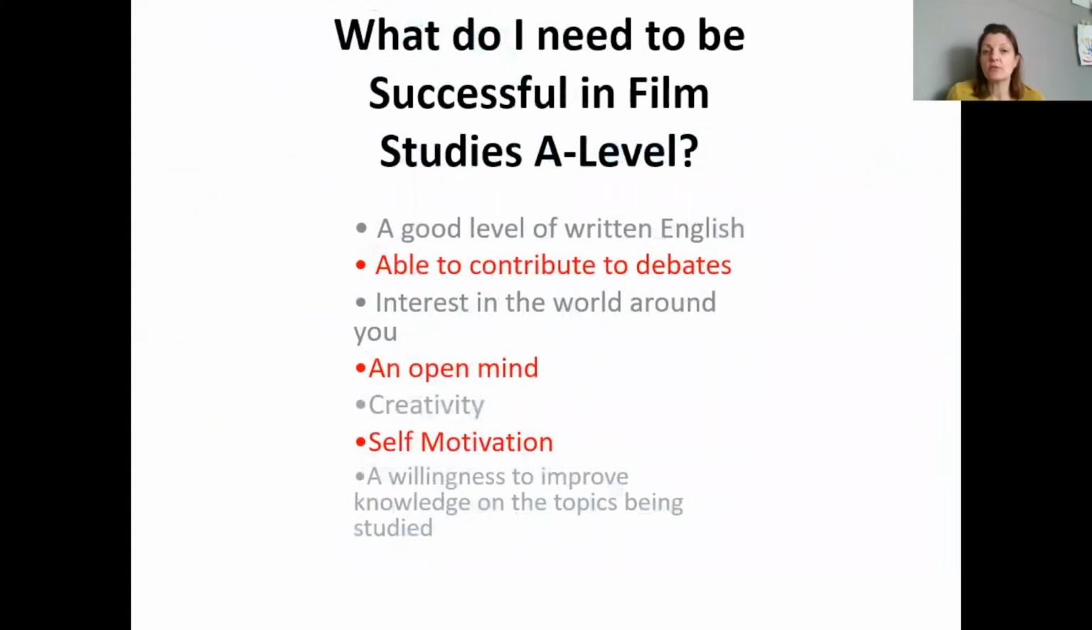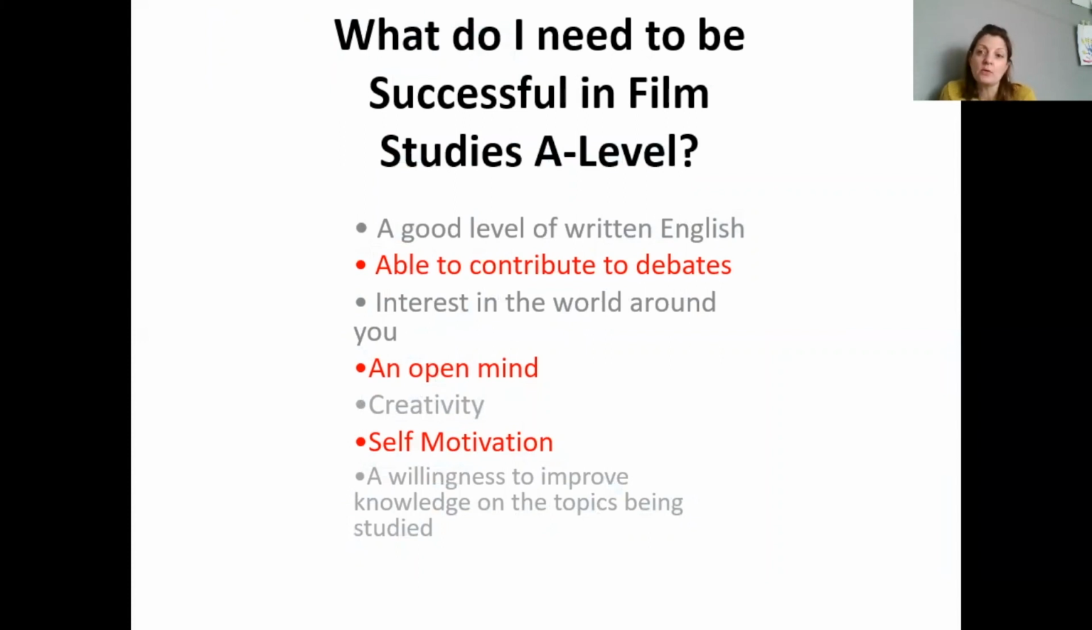What do you need to be successful in film studies? You do need to have a really good level of written English, because 70% of the assessment is done through essay writing. So having an ability to express yourself clearly on paper is really important. Being able to contribute to debates. A lot of the work that we do is discussion based, and people offering their opinions and often not agreeing with other people's opinions.